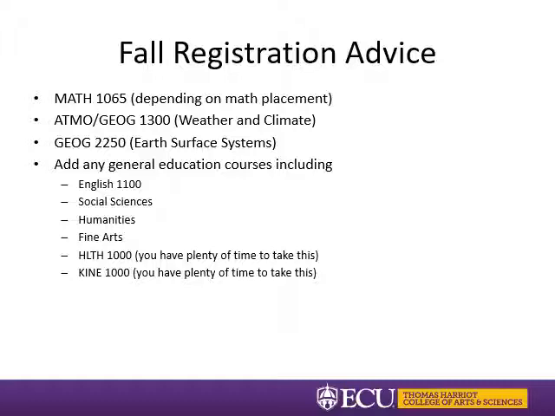You'll take Atmo 1300, Weather and Climate. Now be aware that this course is a cross-listed prefix Atmo/Geog, and you could take either course prefix, they're the same course. You can also take Geog 2250, that's Earth Surface Systems, when it's offered in the fall. You should also take English 1100 and then round it out with a course or two in the other Gen Ed categories so that you aim to take about 5 courses this fall.